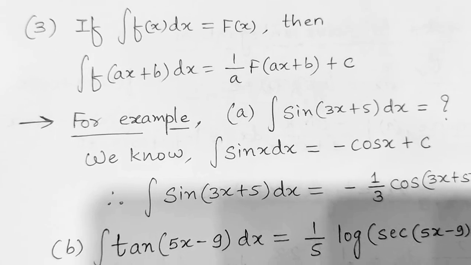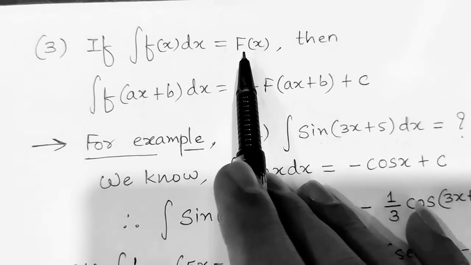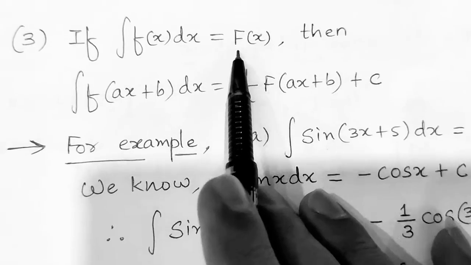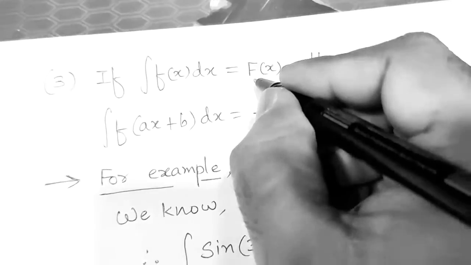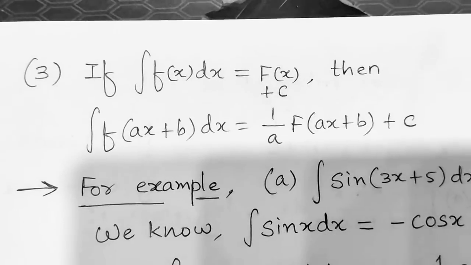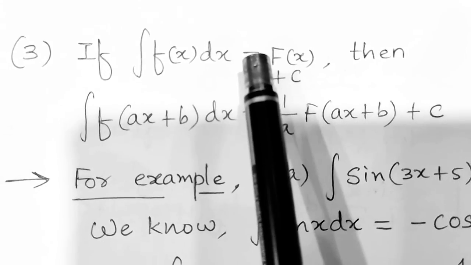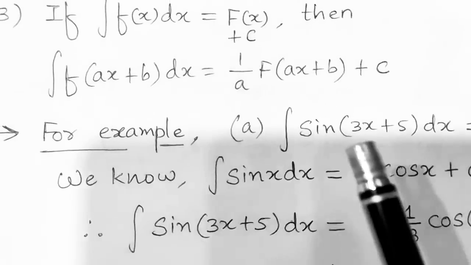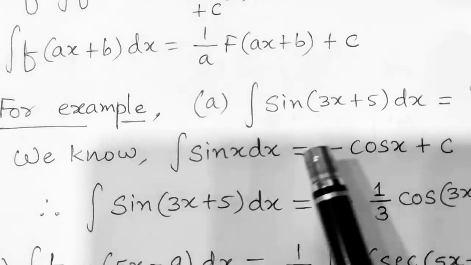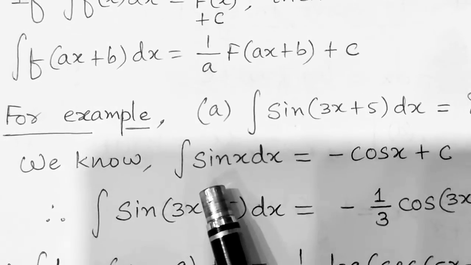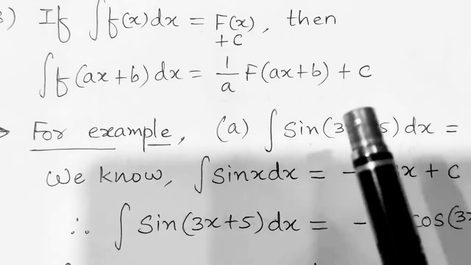And finally, let us take the third trick. Suppose the integration of small f x is capital F x. Okay, what is the integration of small f x? It is capital F of x plus c, where you will have a constant of integration. So I'll make you understand small f, capital F, don't confuse here. Suppose small f is sin x. Its integration is minus cos x. So small f is sin x, capital F is minus cos x. Okay, so small f, capital F, don't get confused.